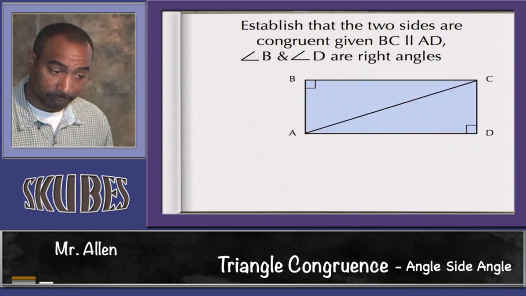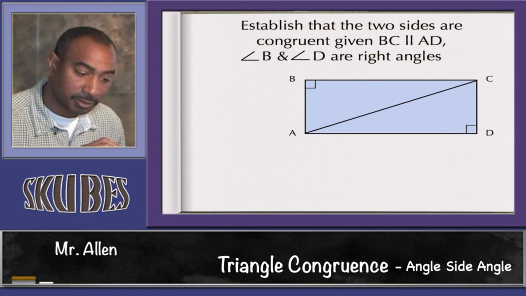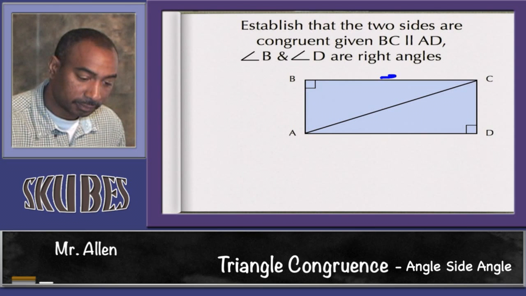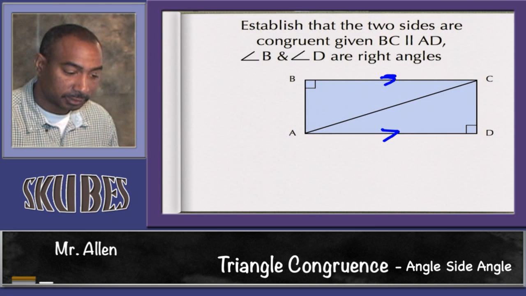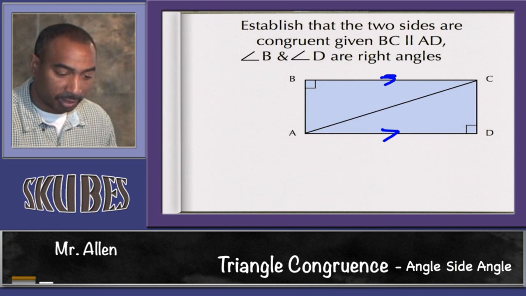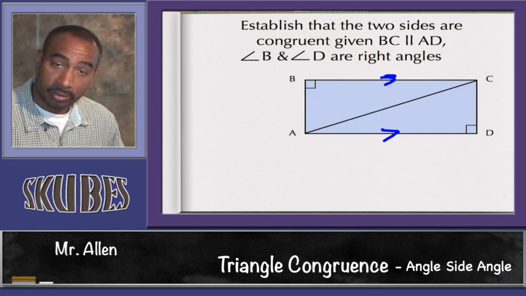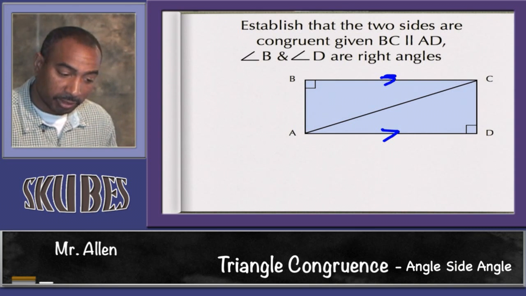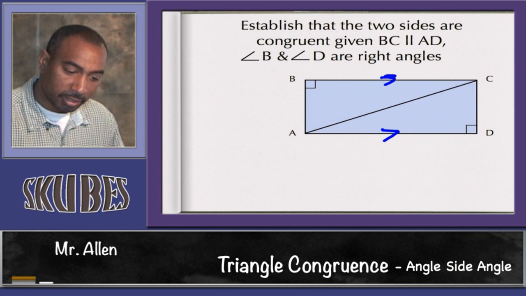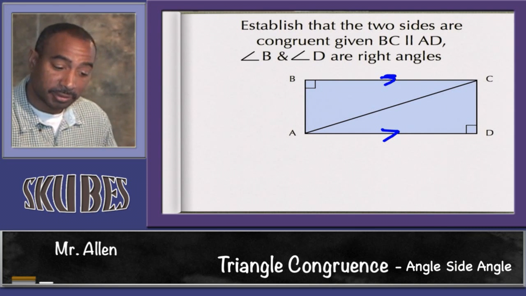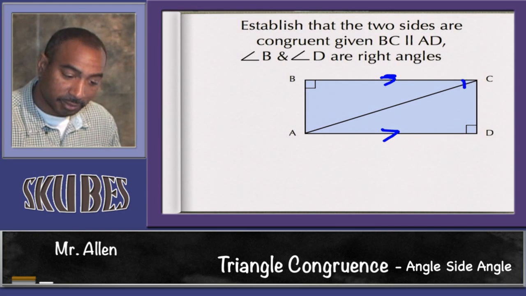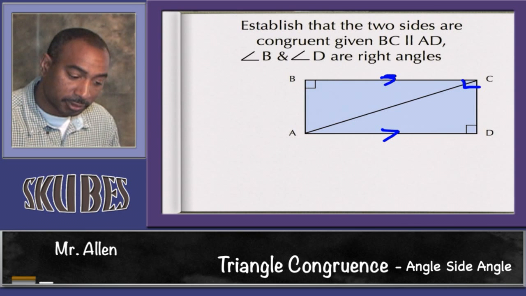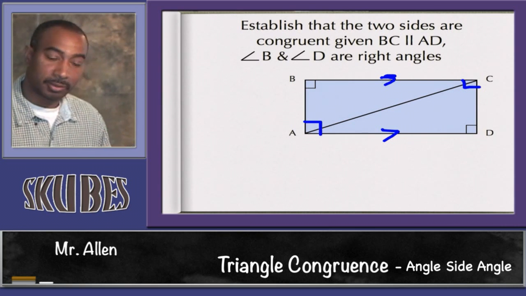And the last problem. Establish that these two triangles are congruent, given that segment BC is parallel to AD, and that angle B and angle D are right angles. Well, in the triangle, all the angles must add up to 180 degrees, which also means that in a quadrilateral, all four angles must add up to 360. That forces angle A and angle C to be 90 degrees.